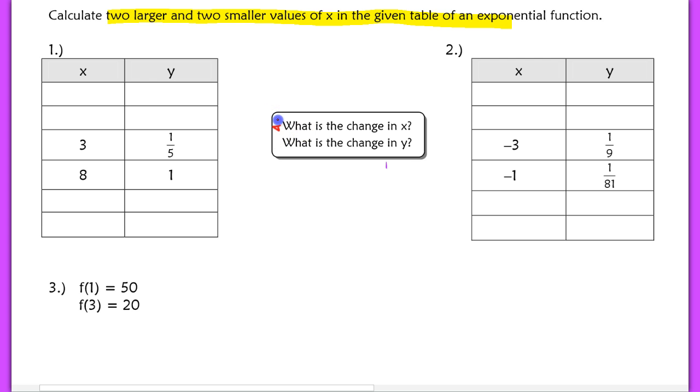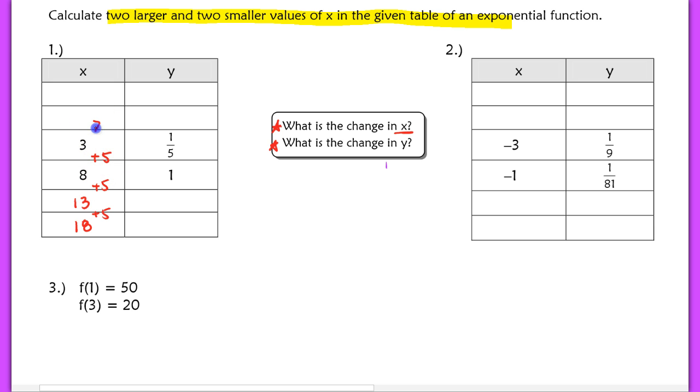So you're going to answer two questions. What is the change in x? Now, to get from 3 to 8, I would have to add 5. That means that in this column here, I can add 5, and then add 5 again to get my two larger values. To get my smaller values, I'd have to subtract 5.